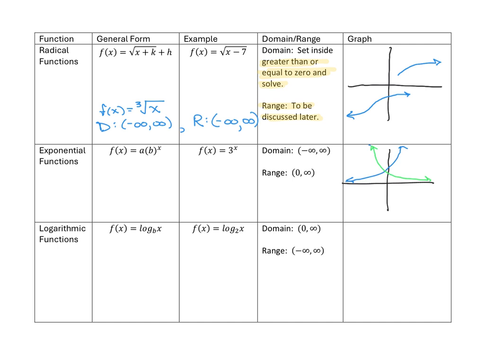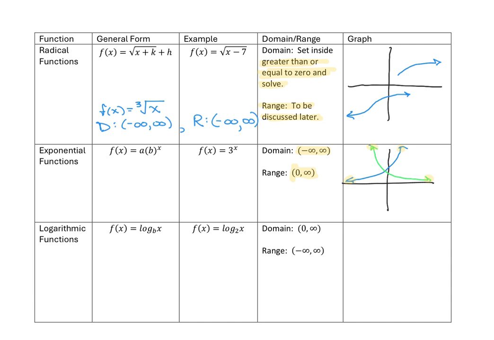We do have a domain of all real numbers for both of them because they do go forever to the left and forever to the right. But our range is going to be 0 to infinity. And notice here, this is the first time that we see a number inside the parentheses. And so what we do is we get closer and closer to 0. We never actually touch it.